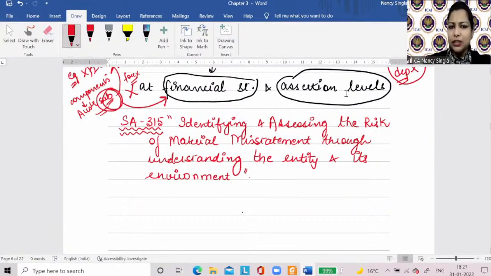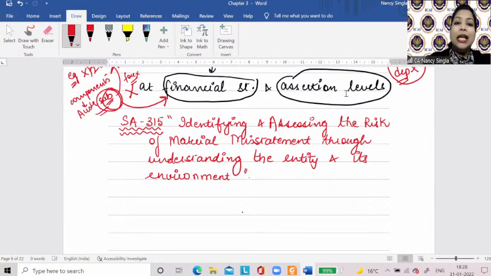In a very simple language, कोई भी procedure that the auditor is performing, क्यों? In order to assess the risk of material misstatement. ठीक है? किस level पे? At financial statement and assertion level. कैसे? By obtaining an understanding of entity and its environment, including the internal control. So I hope this is clear.